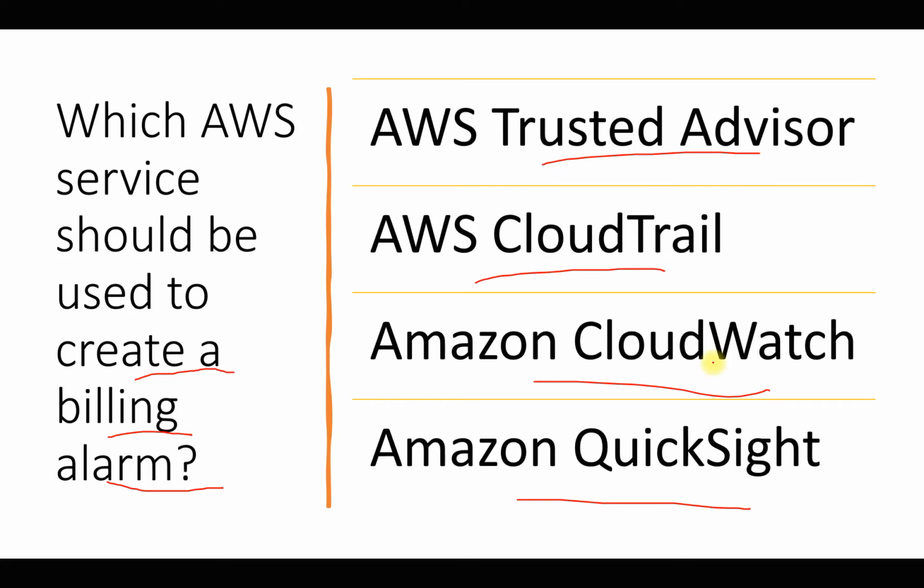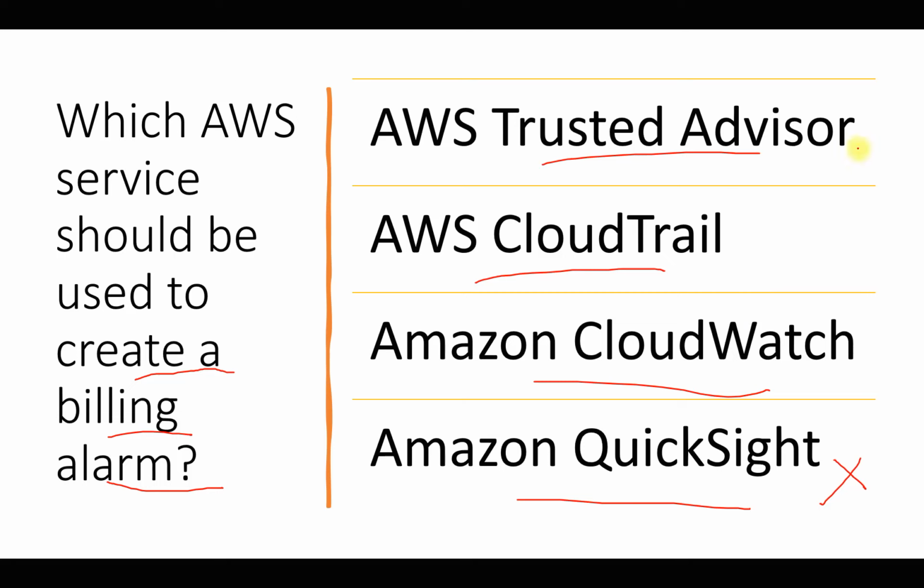Next, we have Amazon CloudWatch. Amazon CloudWatch is a monitoring and observability service which provides us data and actionable insights to monitor our applications. Also, it collects monitoring and operational data in the form of logs, metrics, and events. So this service can be used for billing purposes. Last, we have Amazon QuickSight. Amazon QuickSight is a cloud-powered BI service, a business intelligence service, that makes it easy to deliver insights to everyone in our organization. So it's mainly for representation purposes, so it's not correct.